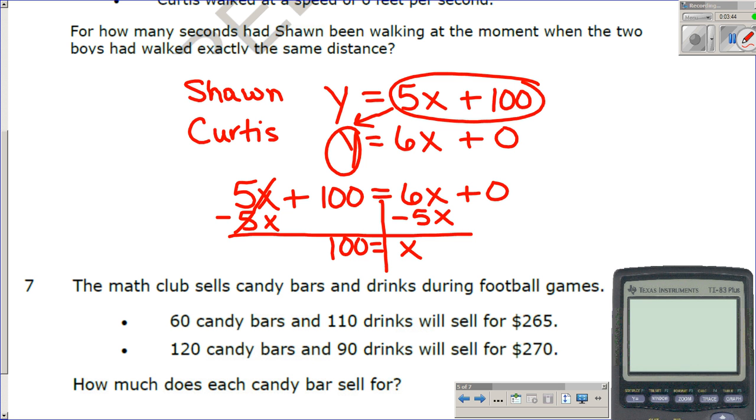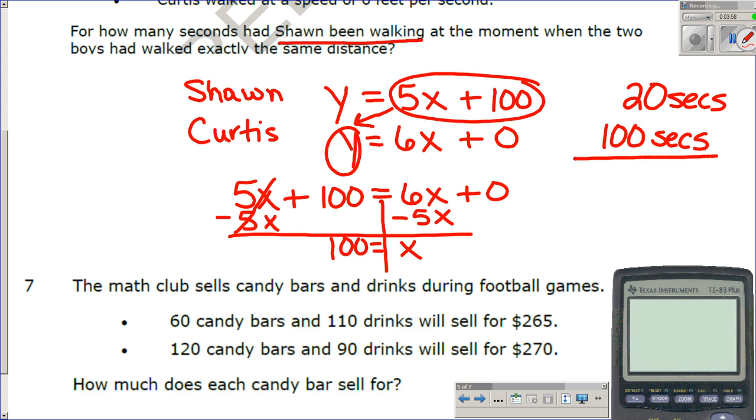The question asks for how long had Sean been walking. So we will take his 20 seconds and add to the 100 seconds we found when we were solving for a total of 120 seconds.